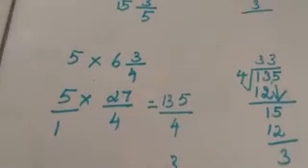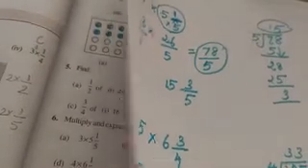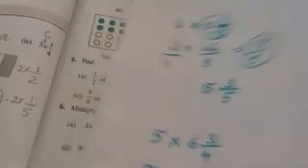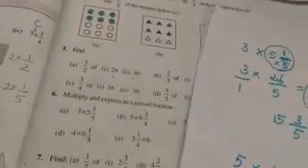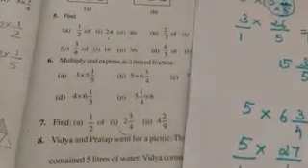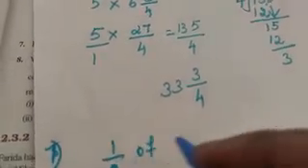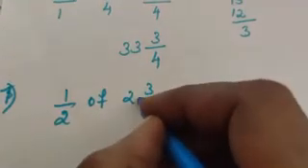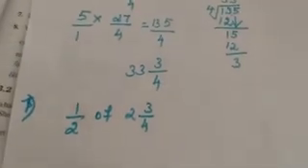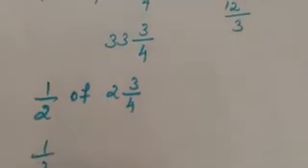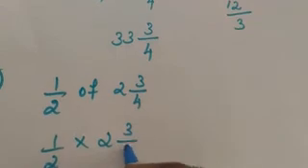Question number 7 now. Question number 7 is 1 by 2 of 2 3 by 4. 1 by 2 of 2 3 by 4. Right? First convert the mixed fraction. Of means multiplication. So 1 by 2 multiplied by 2 3 by 4.